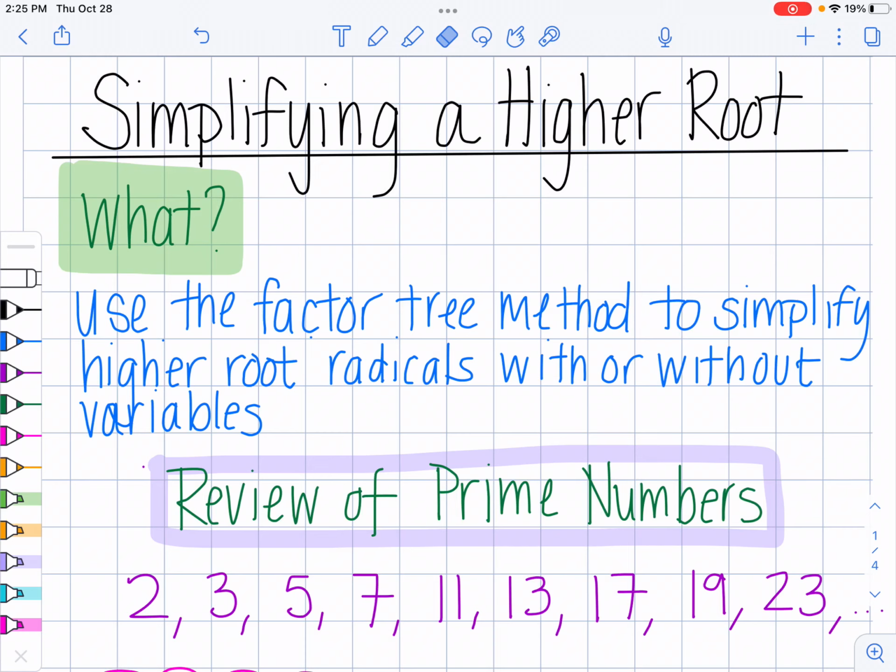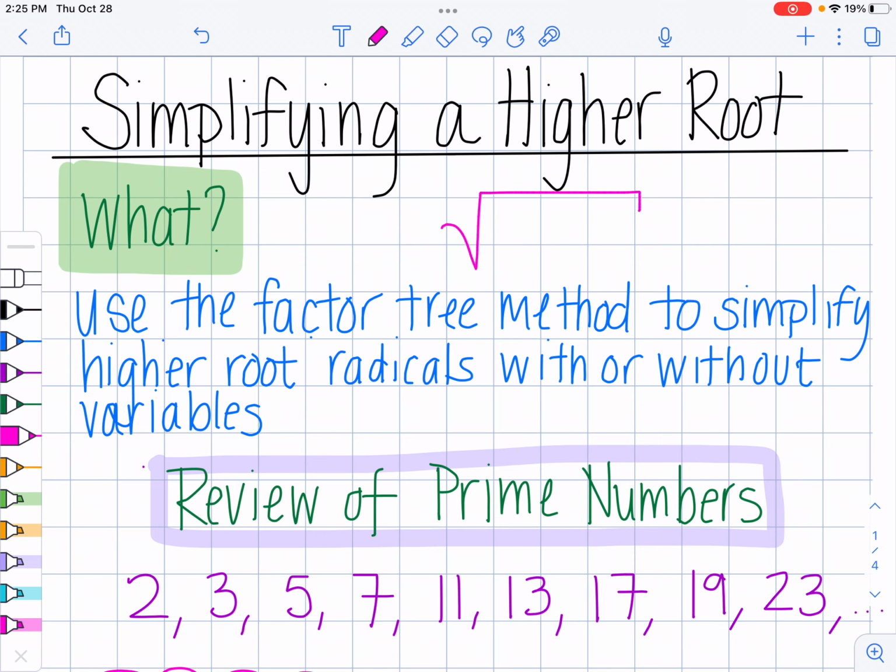Hi there! In this video we're going to learn about simplifying a higher root. So what does that mean? It means we're going to use, I like to call it the factor tree method, to simplify a higher root radical. So before we go any farther, let's talk about higher root radicals.